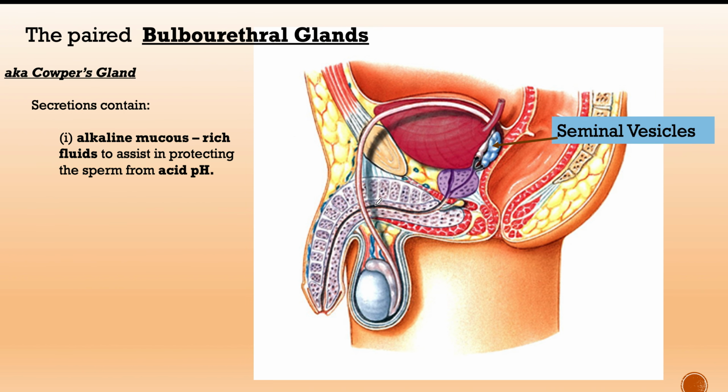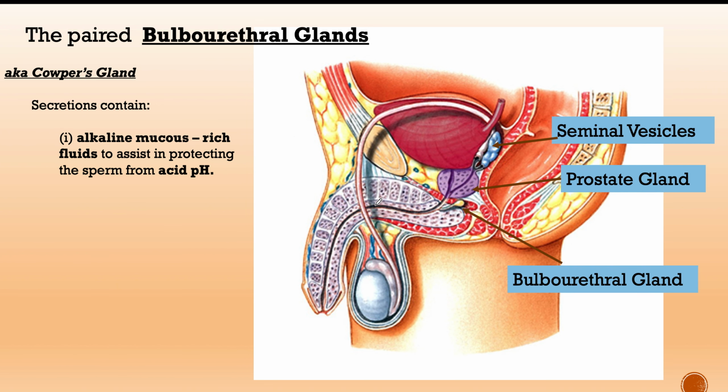Our last ones here, so just to recap: seminal, prostate, and now these little bulb-shaped guys in yellow here. There's two of them, one on each side, and these are called bulbourethral glands. So bulbo for the shape and urethral for the location. They're right at the top of the urethra junction here. They're also called Cowper's glands for historical reasons. And again, what do they make? Alkaline mucus-rich fluids, again to help protect the sperm from the nasty inside of the urethra and the even nastier inside of the woman's vagina. All right, so that's our basic anatomy here.